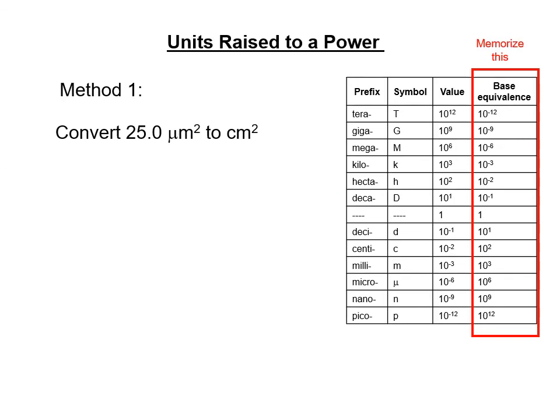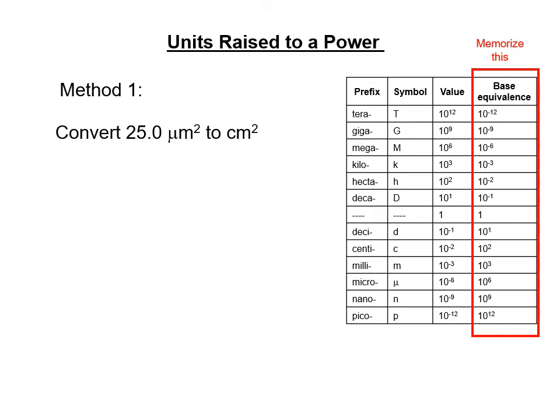All right, now what we're going to do is look at units raised to a power. What units raised to a power is, is when we have a squared here, for example. So here I have micrometers squared and centimeters squared. And that could have been to the third power maybe. Sometimes you might get to the third power, but it's called units raised to a power. And when we do this, this requires an extra step.